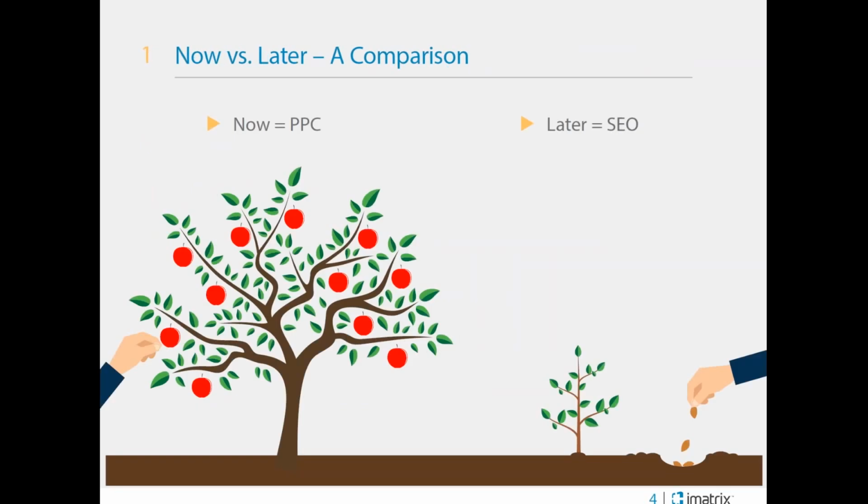All right, so now versus later, a comparison. We have this nice tree comparison here. This is actually an example I love and use a lot of times with my clients, explaining the difference between pay-per-click and organic SEO. So to start us off, SEO, search engine optimization. Google is an example of a search engine. It has an algorithm that it uses to determine the ranking of search results on its page.